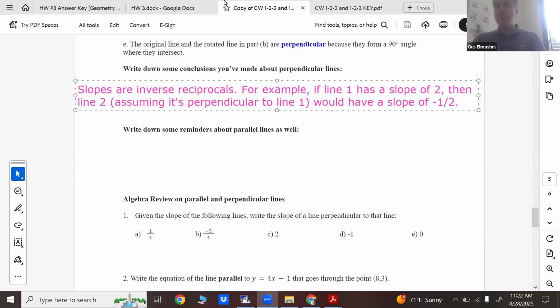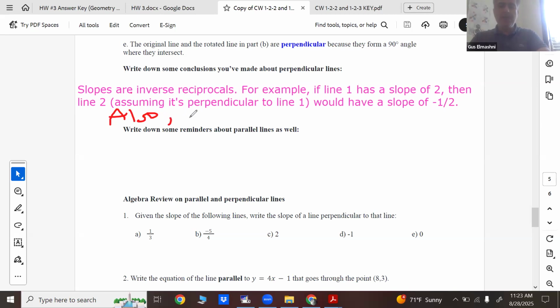Okay, so again, just to recap, when two lines are perpendicular, the slopes are inverse reciprocals. For example, if line 1 has a slope of 2, then line 2, assuming it's perpendicular to line 1, will have a slope of -1/2. Also, it's pretty obvious, but you may want to state this because it's why they're perpendicular.